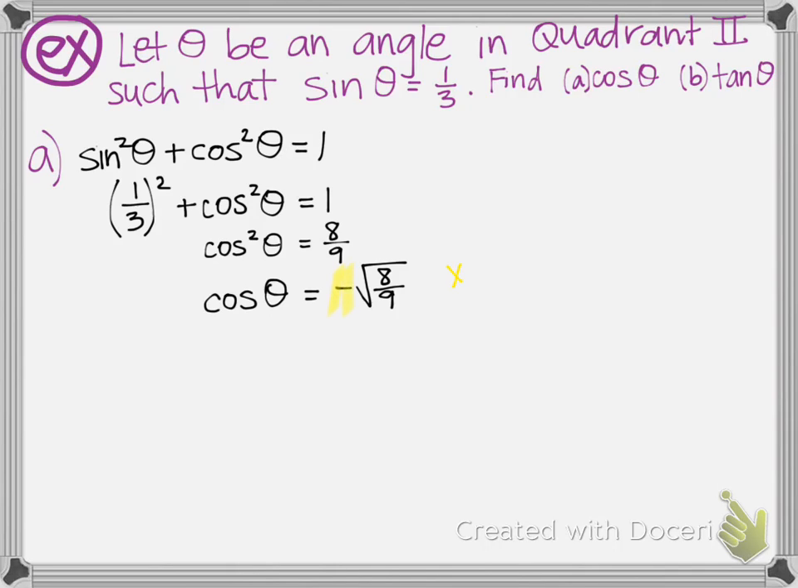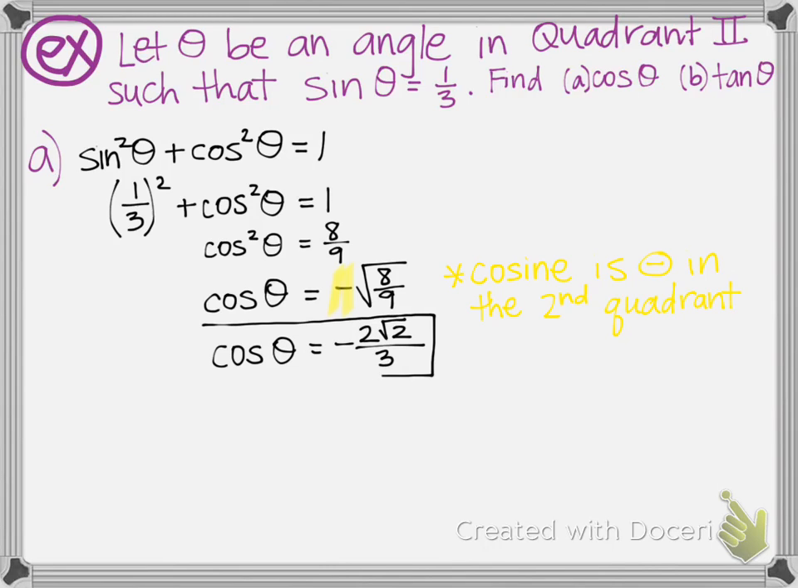This time, notice that I took the negative. Let's consider this. Cosine is negative in the second quadrant. For that reason, I get my final answer. They told me that the angle was in the second quadrant, and cosine is negative there. That's why I take the negative. And I've just simplified the fraction and the radical.